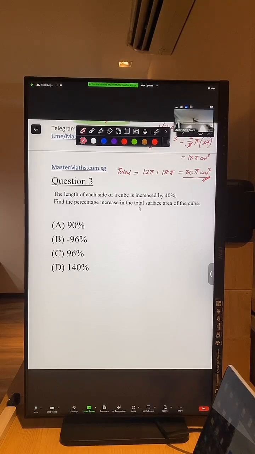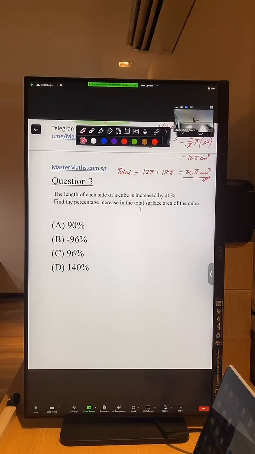Okay, so, you see, there is a cube. You all know what a cube is, right? A cube has 6 faces, and all the faces are square. The length of each side of the cube is increased by 40%. So when you increase the length of each side, obviously the surface area of the cube will increase also, isn't it? So what is that percentage increase?